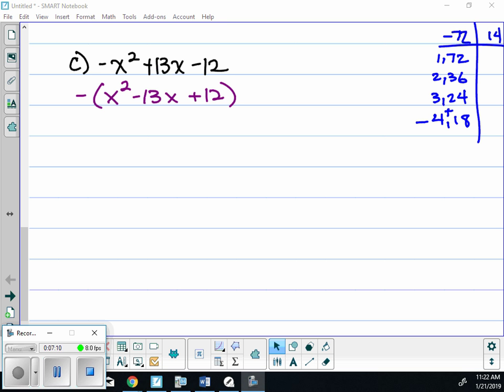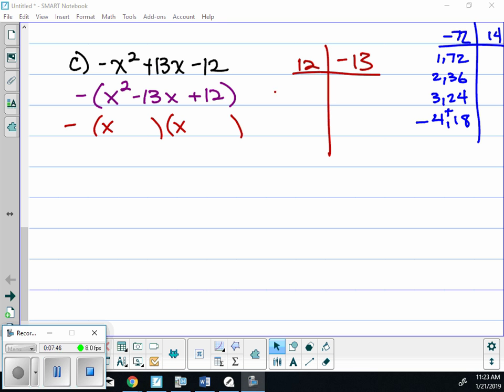Then we're still going to set up our parentheses. Okay? And we're still going to put our variable in each one. We're just going to have that negative hanging out front. We're still going to look for two numbers that, in this case, multiply to 12 and add to negative 13. So the positive 12 tells me that they are the same sign. The negative 13 tells me they are both negative.